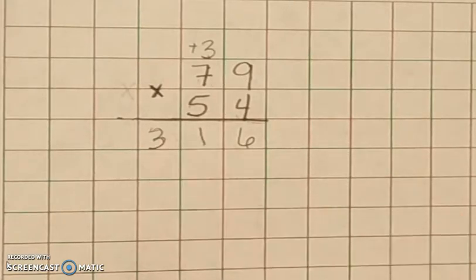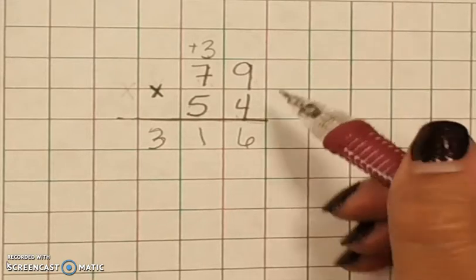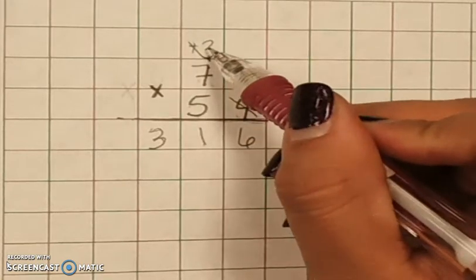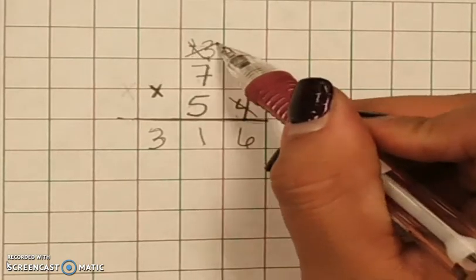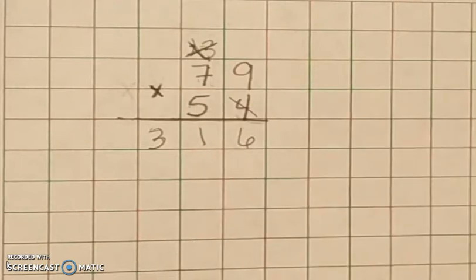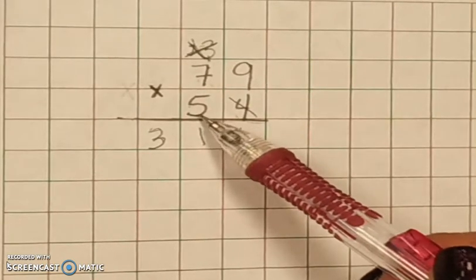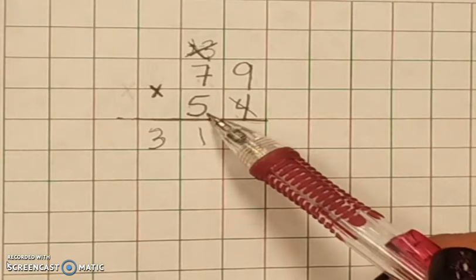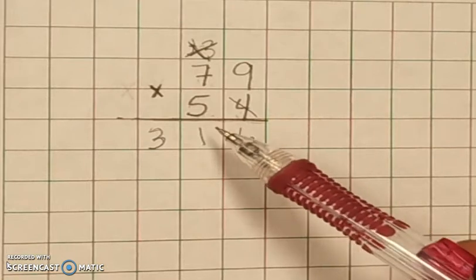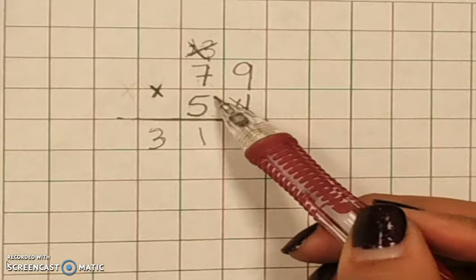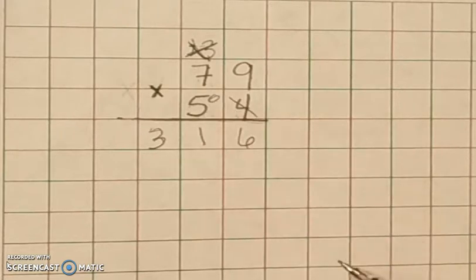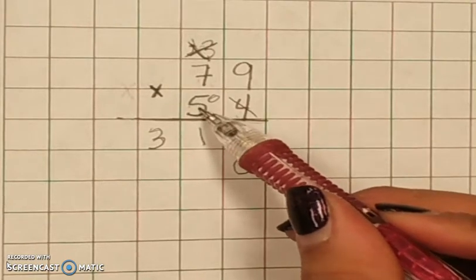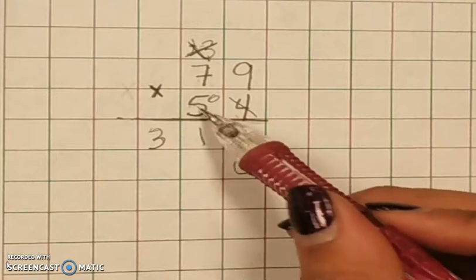Now that I'm done with that, just to remind myself that I'm done, celebrate, I get to cross out my 4. And I'm also going to cross out this plus 3 that I have up here, because I don't want to confuse myself. Now, I need to move on to the 5. However, I know that this is not a 5. The value of this 5 is actually 50. To show that I know that this is a 50 and not just a 5, I'm going to write in a 0 down here. That way I know that this is not a 5, it's worth 50.